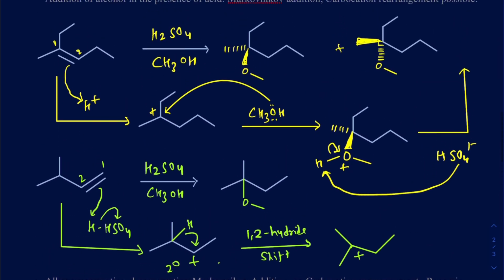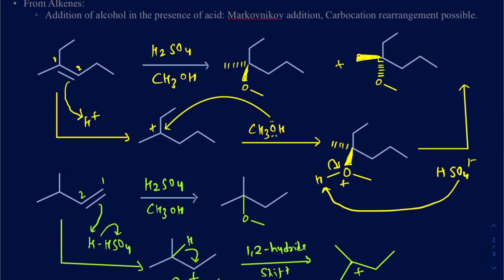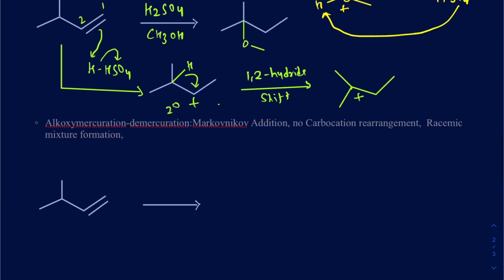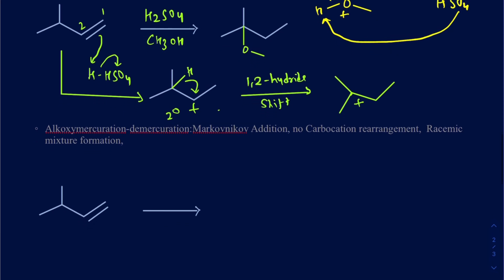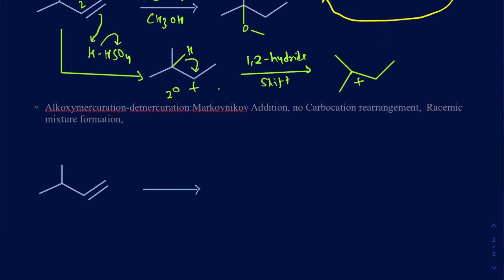Now, what's going to be a better way of making the ether where you don't have to worry about doing the carbocation rearrangement? So there is a way. Suppose I'm using the same reactant that I just did up there, and I'm trying to make this product here. All right, so I put the stereochemistry in there as well. So here, we're still doing Markovnikov's addition, but we're trying to make sure there is no carbocation rearrangement.